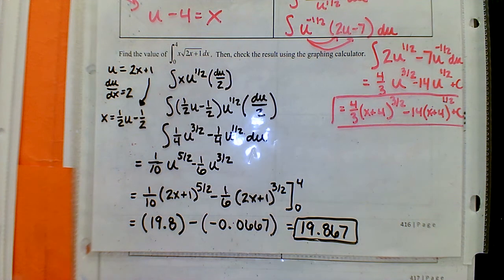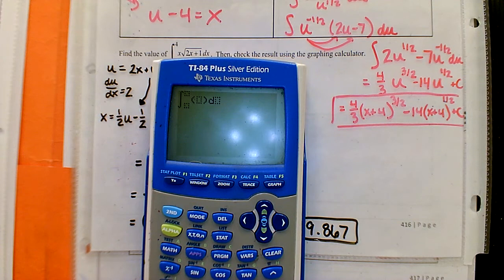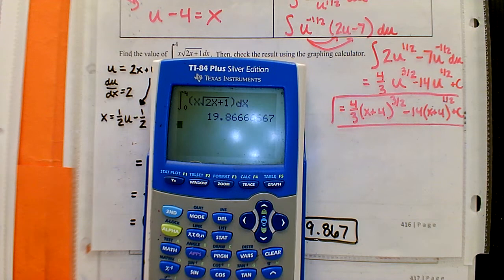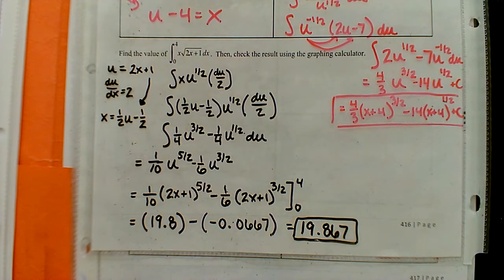Maybe we'll double check it just to make sure that we did the u substitution correctly. So we'll do math 9, 0 to 4. We need x square root of 2x plus 1. 19.867. So it looks like we did the u substitution correctly, right? So far, so good. Are we doing okay? All right. There's one more thing that I want to talk about with this question, okay?